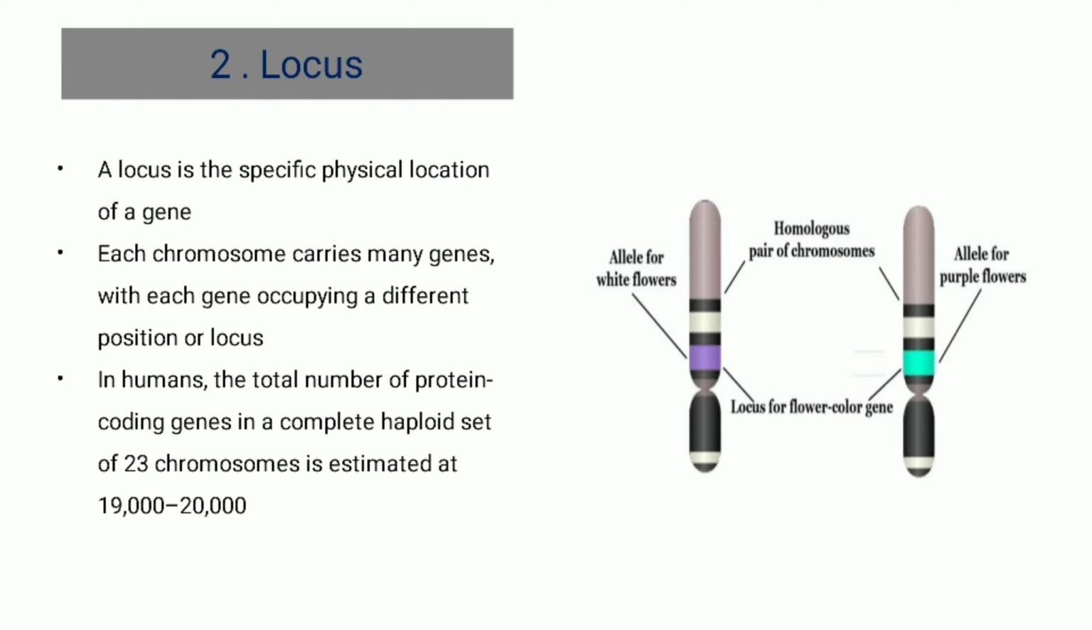Locus. A locus is the specific physical location of a gene. Each chromosome carries many genes, with each gene occupying a different position or locus. In this diagram, we observe the homologous pair of chromosomes. Here we observe the gene which is responsible for the flower color. There are two possible alleles, the allele for white flower color and the allele for purple flower. So the position of this gene is known as the locus.